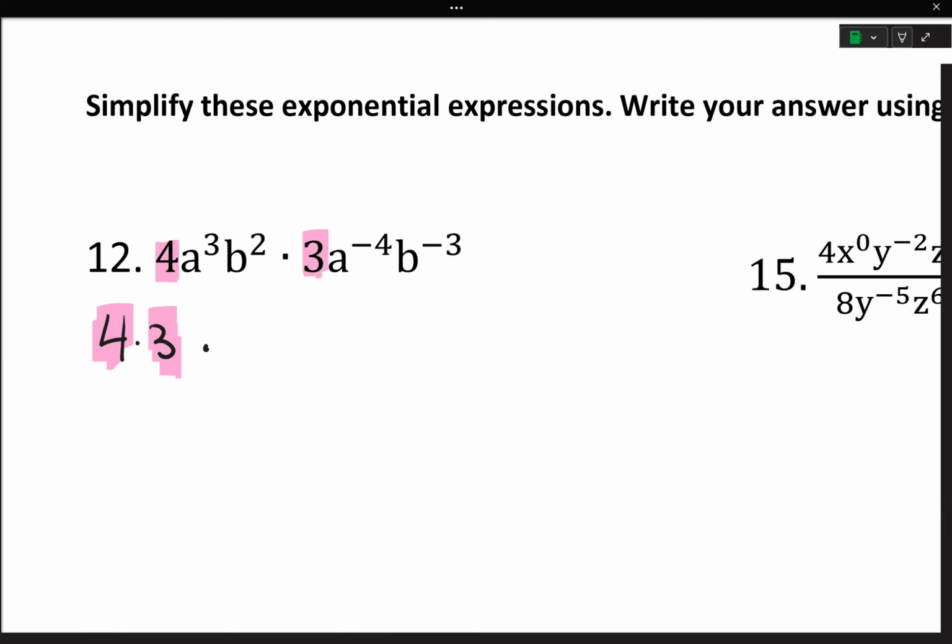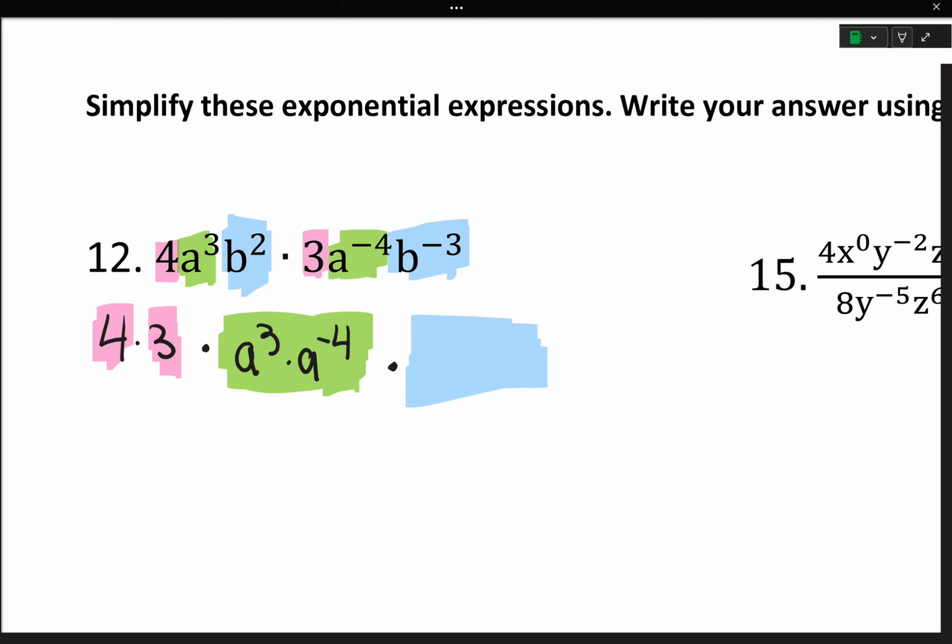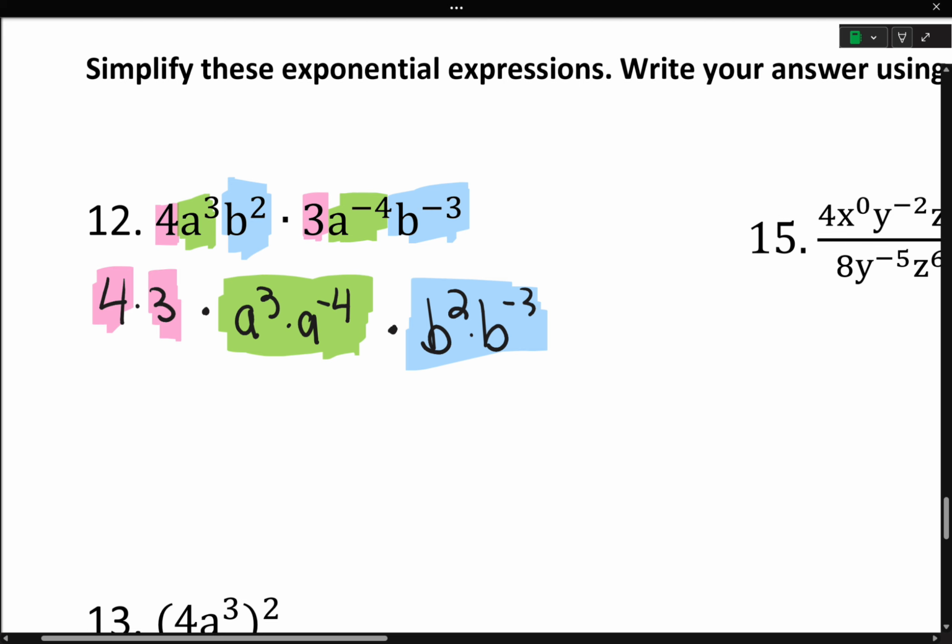Okay, times. Let's organize our a's. So I got a to the third and a to the negative fourth. And then let's organize our b's. b to the second, b to the negative third. Okay, now that I chunked them, I think it's going to be a little easier. So with the regular numbers, 4 times 3, well, that just becomes 12.